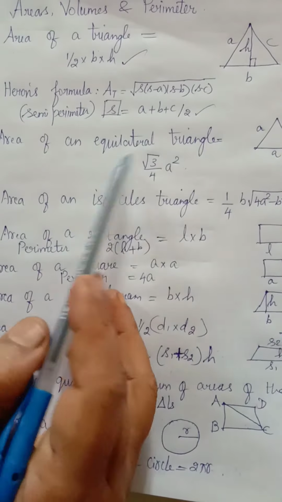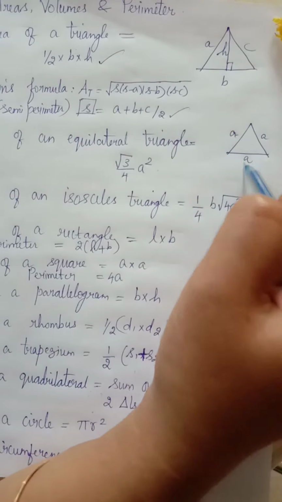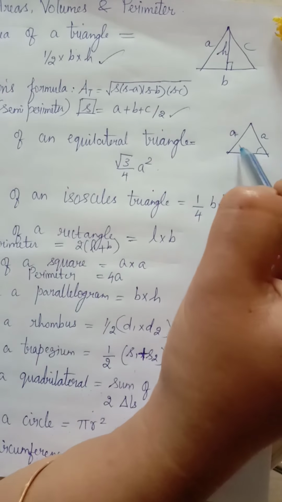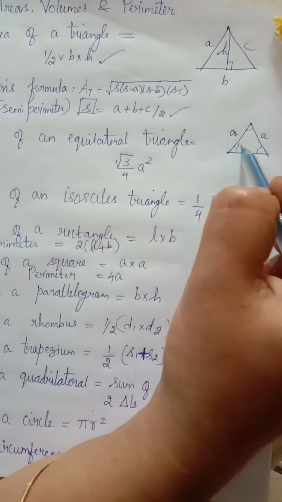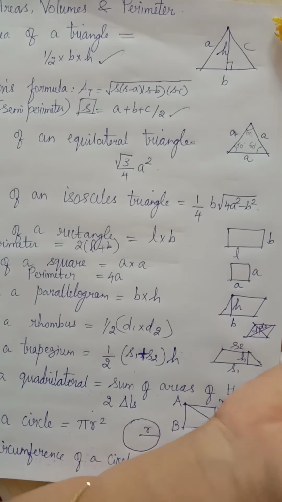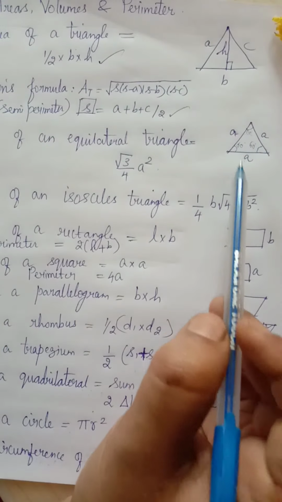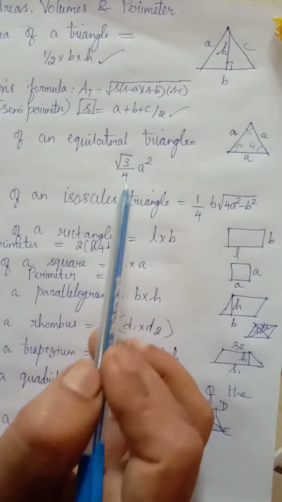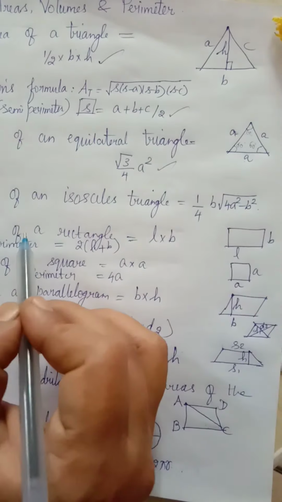Moving on to the equilateral triangle. An equilateral triangle is a triangle whose all 3 sides are equal. So when 3 sides are equal, the angles opposite to equal sides will be equal and hence the 3 angles also will be equal. Since the sum of the angles is 180 degrees, when you divide by 3, you get each angle to be 60 degrees. So an equilateral triangle will have all sides and angles equal. The area of such an equilateral triangle is given by the formula root 3 by 4 into a square.